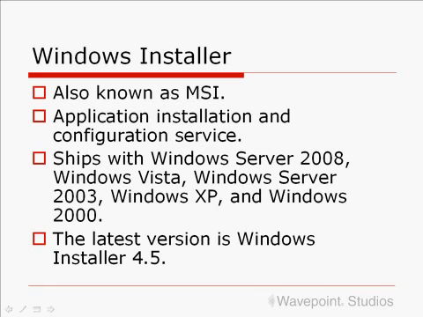The Windows Installer, also known as MSI, is an application installation and configuration service that ships with Windows Server 2008, Windows Vista, Windows Server 2003, Windows XP, and Windows 2000. The Windows Installer provides a standard method for developing, customizing, installing, and updating applications. The latest version is Windows Installer 4.5.